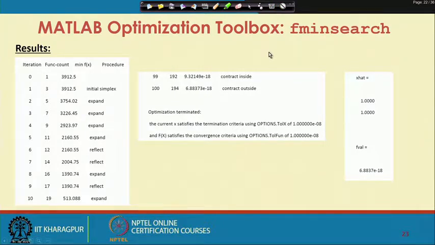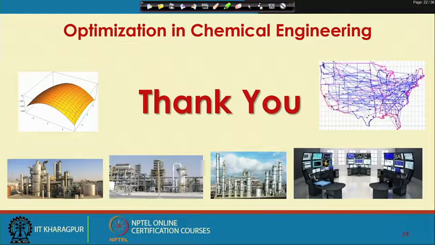So, we learned how to make use of the MATLAB optimization toolbox. In fact, 2 functions from the MATLAB optimization toolbox, namely fminunc and fminsearch. Both are used for solutions of unconstrained minimization problems. You can solve for maximization of a problem simply by taking the negative of f. With this, we stop our lecture number 35.